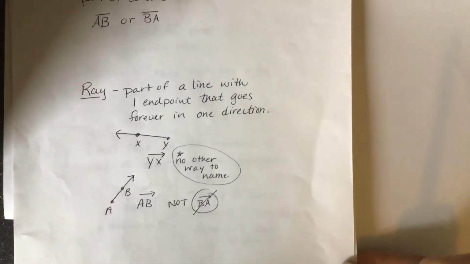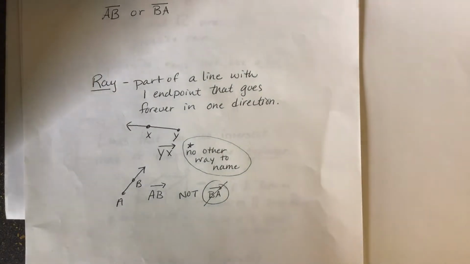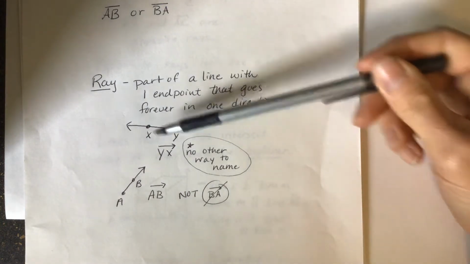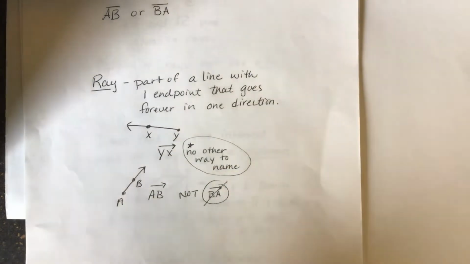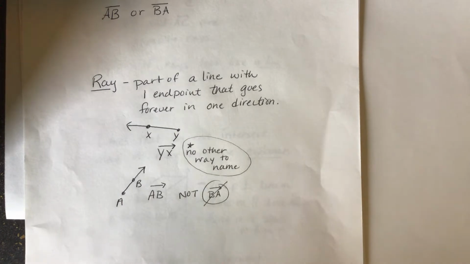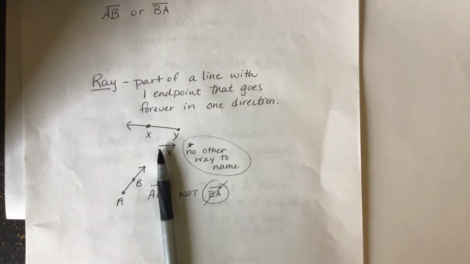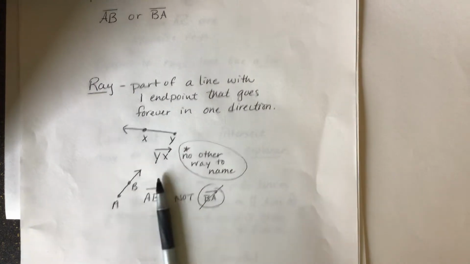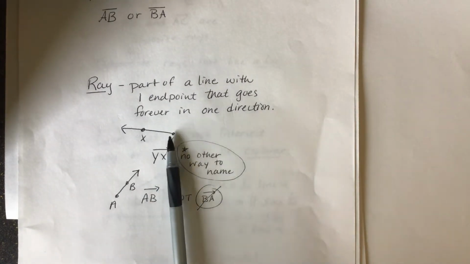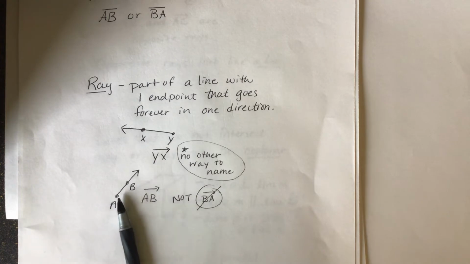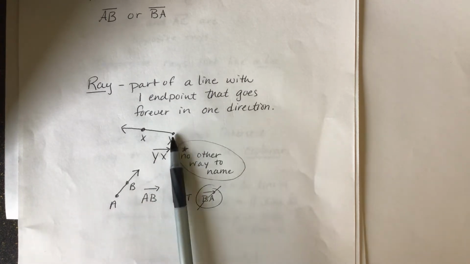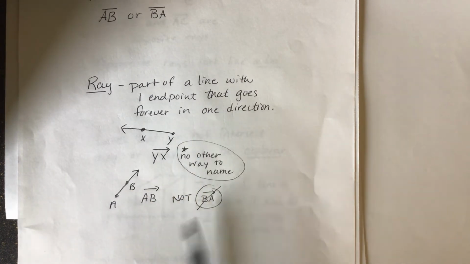There's another part of a line. It's much different than a segment though. And that part of a line is a ray. It's part of a line with one endpoint that goes forever in one direction. So this is ray YX and this is ray AB. I drew two of them because I wanted you to see that no matter which direction the ray is headed, we're still going to put the symbol for ray like this. We're going to head it to the right. So we're putting the endpoint first. I even put not BA there.